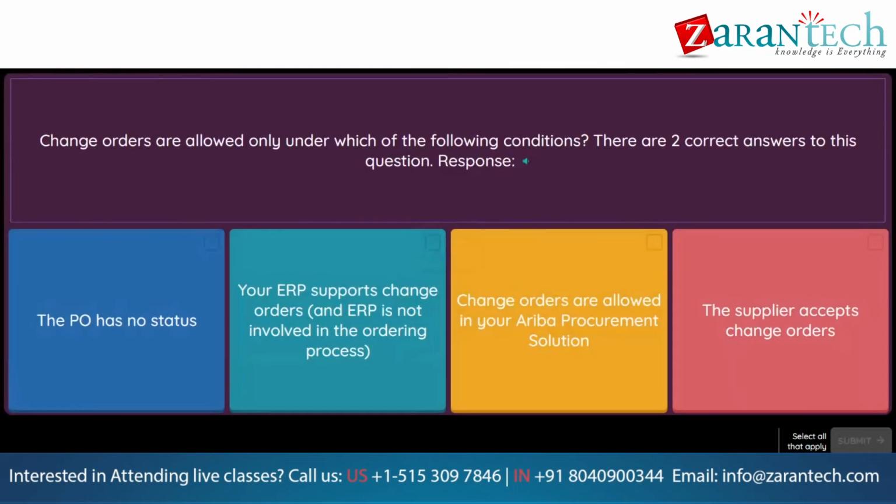Question: Change orders are allowed only under which of the following conditions? There are two correct answers to this question. Response: Option 1. The PO has no status. Option 2. Your ERP supports change orders, and ERP is not involved in the ordering process. Option 3. Change orders are allowed in your Ariba procurement solution. Option 4. The supplier accepts change orders.